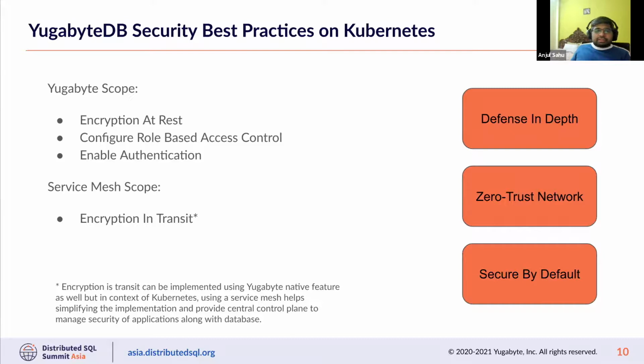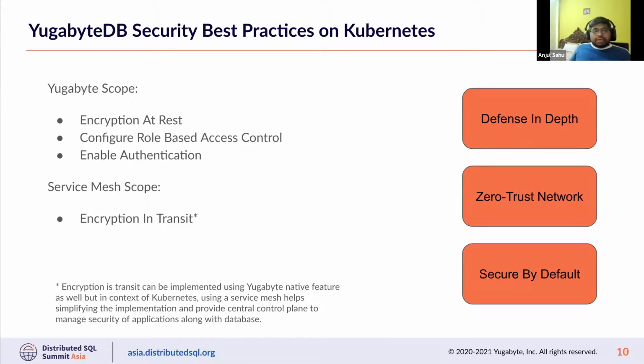All such best practices are based on three main things: defense in depth, zero trust network, and security by default. What do I mean by this? Defense in depth means how you integrate this with existing security systems to provide multiple layers of defense. Zero trust network helps you build security solutions on an untrusted network. And security by default means you don't need to change your application code and infrastructure to implement security.